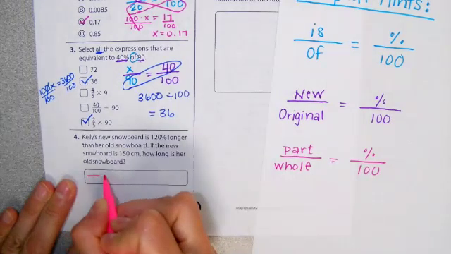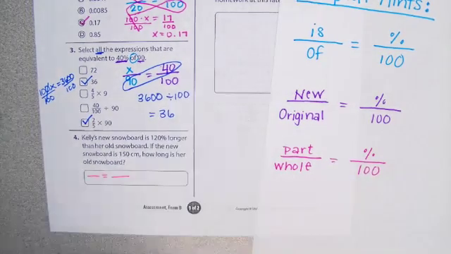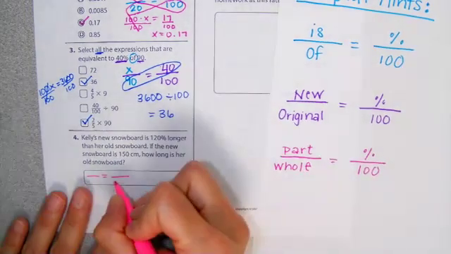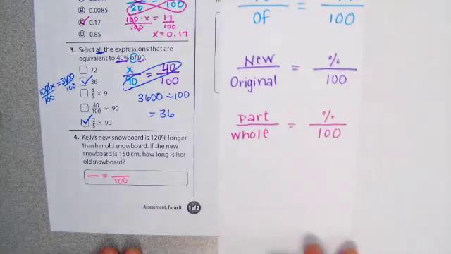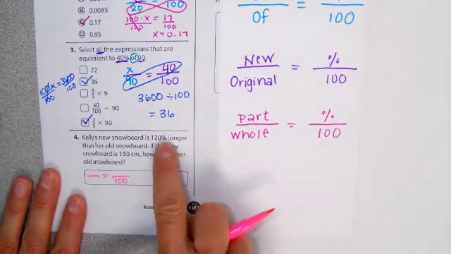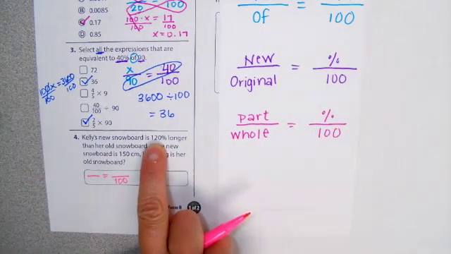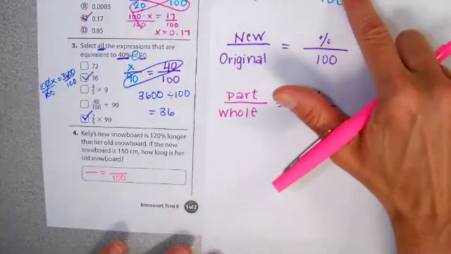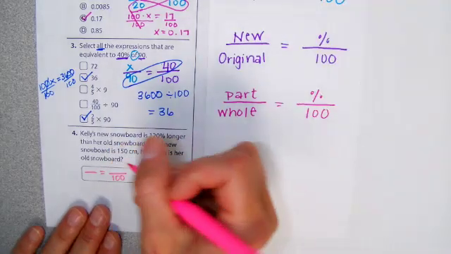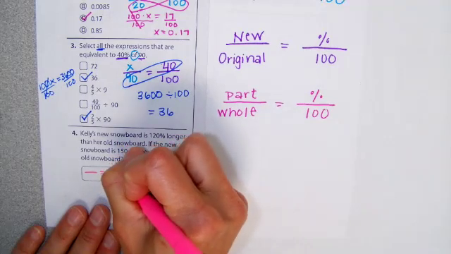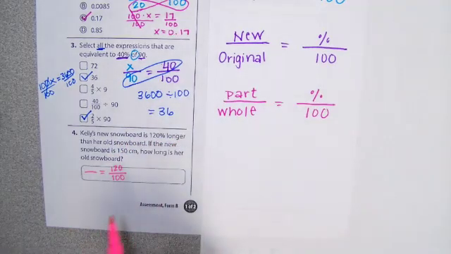Start with our proportion like this. No matter what method we use, 100 goes at the bottom. Then when we read it, we have 120%. No matter what method we're looking at, the percentage goes at the top over the 100. So 120 is going to go here. Okay, so 150 is our other number.